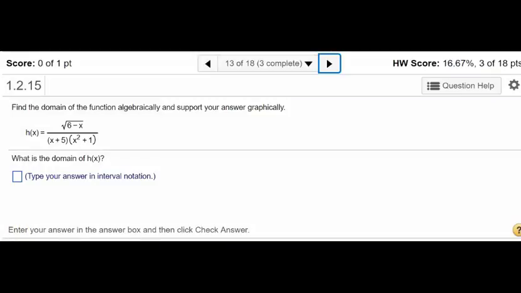Here's a more difficult example because it includes both a fraction and a square root. I've already shown you that you need to make the denominator equal to 0 and solve. So I can say x plus 5 equals 0 and x squared plus 1 equals 0 separately because those two things are being multiplied.